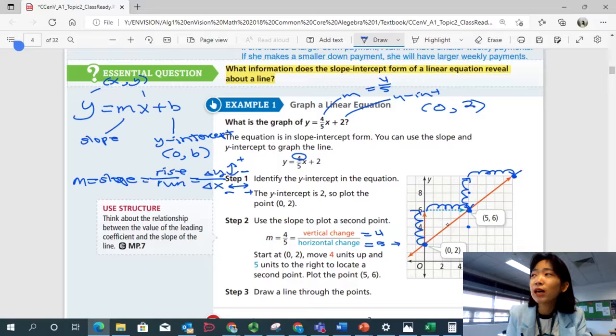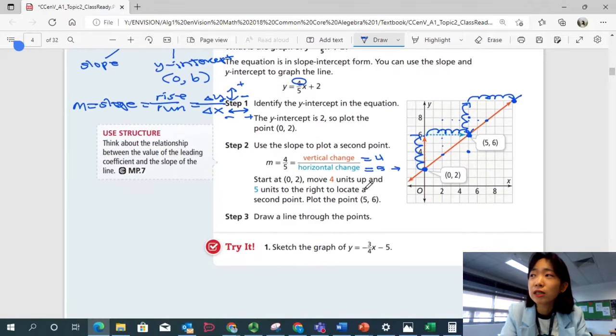Okay? If you choose any other point on the line, it should be the same. 1, 2, 3, 4, and then 1, 2, 3, 4, 5. Okay? So if you choose any point on the line and you count the slope, you should have the next point on the line. Okay? So that's how you draw a linear equation using your slope-intercept form.